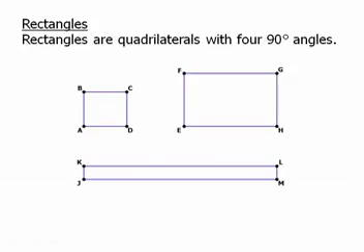Rectangles. Rectangles are quadrilaterals with 4 90-degree angles. We could call them equiangular quadrilaterals.